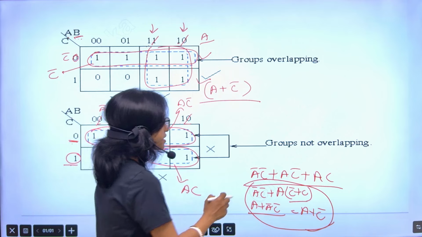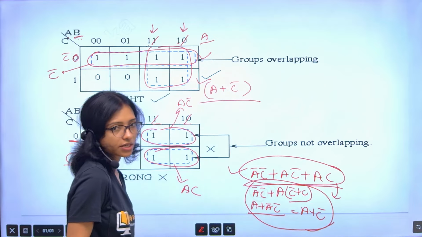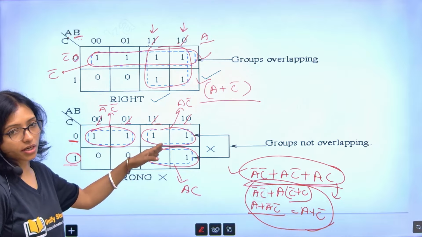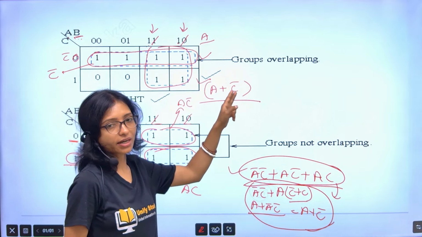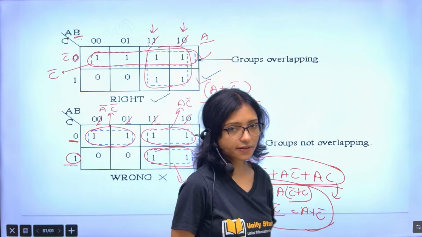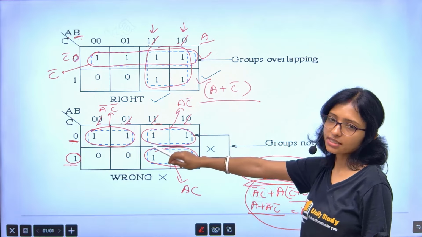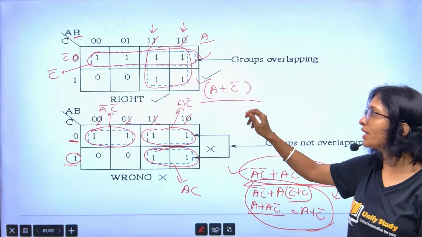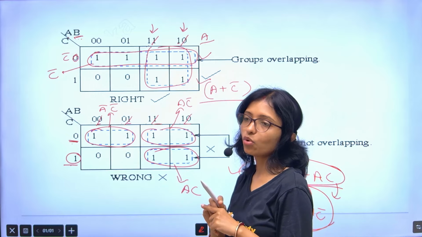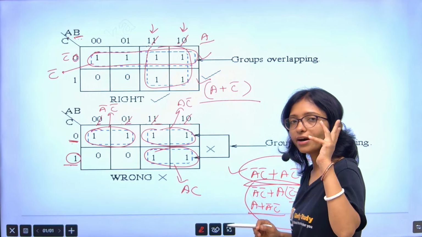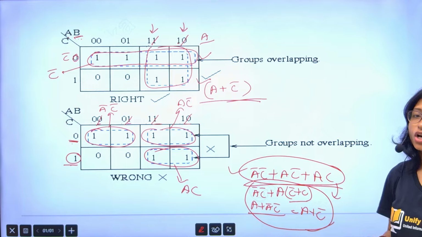Because through this you are not getting the final answer, you have to do more simplification since the grouping was not correct. When you do the grouping correctly, then in one go only you get the correct, simplified answer. Because cancellation is more, here cancellation is less. That's why grouping should be correct. In the group, as much as possible take a larger number of 1s and do overlapping also, so that you get a simplified version. Concept clear?